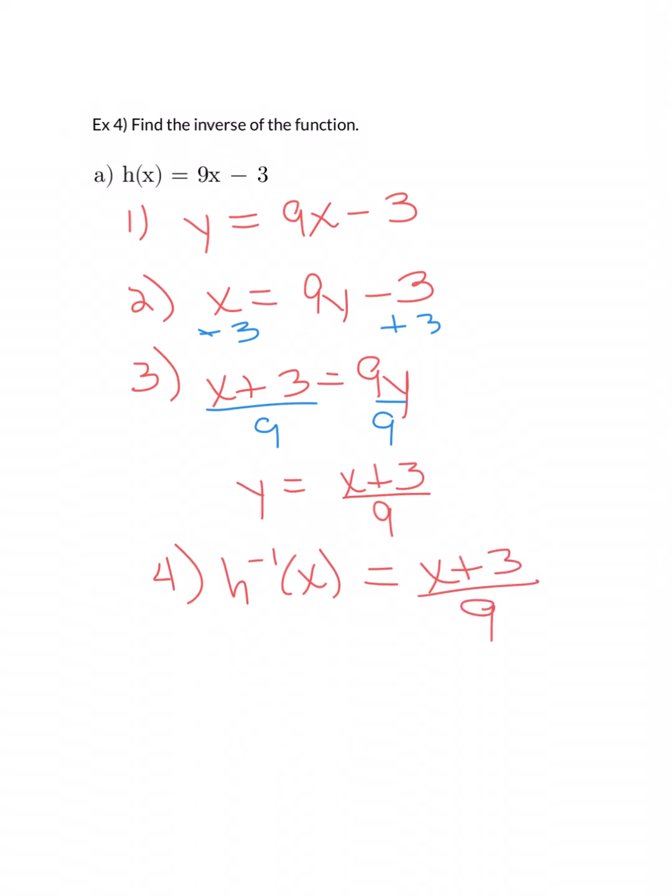One thing I want you to note: in the original function, we were multiplying by 9 and subtracting 3. In our inverse function, we have added 3 and divided by 9. Those things will always happen. The operations that you had in the original will be reversed in the inverse.